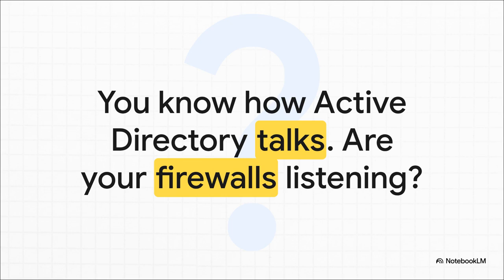Now that you understand the complete conversation, from that initial knock on port 135 to the final chat on some random dynamic port, take a look at your own network. You now know how Active Directory talks. The real question is, are your firewalls actually configured to listen?